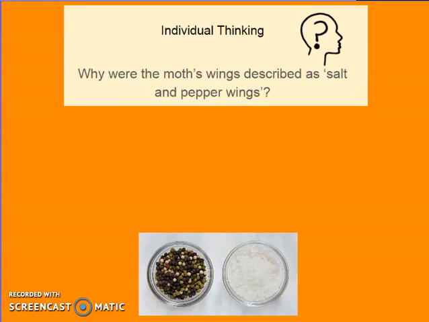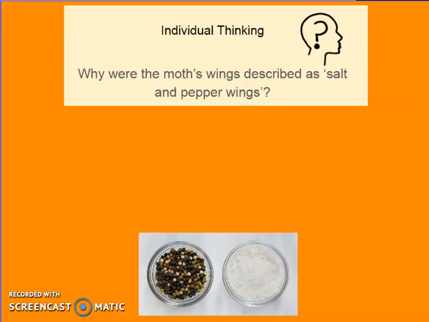Next question then. Why were the moth's wings described as salt and pepper? So here are actual salt and pepper. Why did the author use that to describe the wings? Pause the video, answer the question, and come back when you're ready.